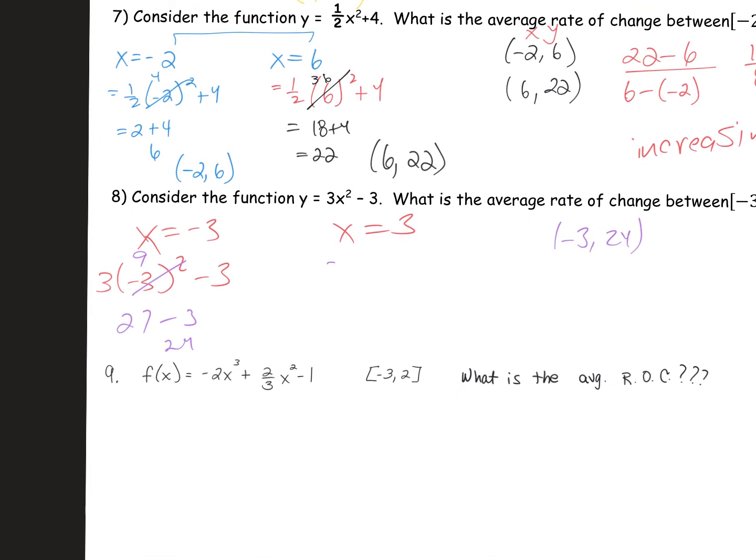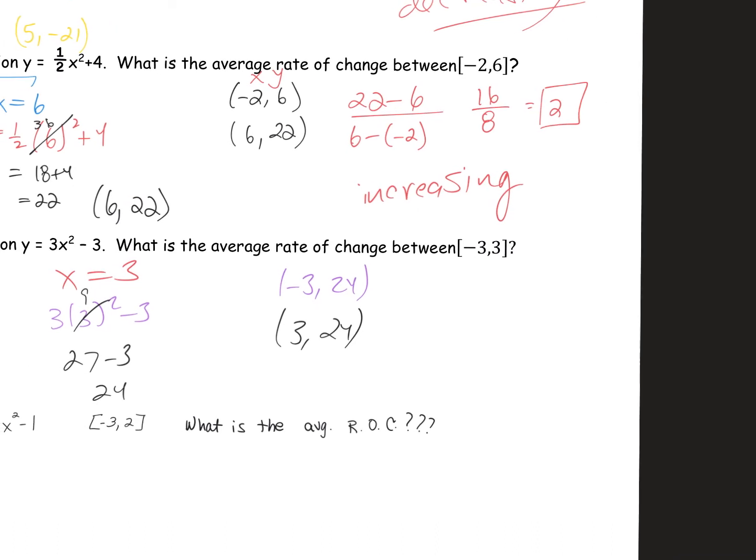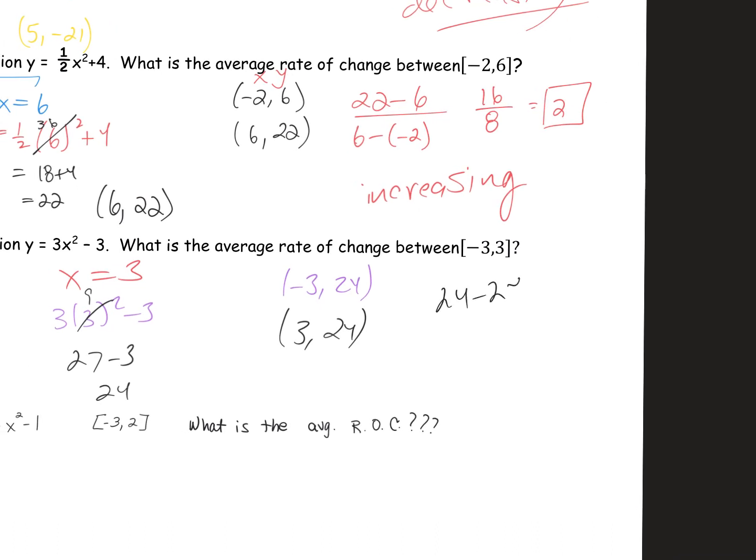So same thing here. I'm going to say 3 times 3 squared minus 3. What's 3 squared again? 9. 9 times 3 is 27 minus 3 is 24. So I have 3, 24. Do you guys notice now that the 24s are in the same column? All right, so 24 minus 24, and then 3 minus a -3, or the opposite, -3 minus 3. What is 24 minus 24? 0. I get 0 over -6. What's my answer here? 0.